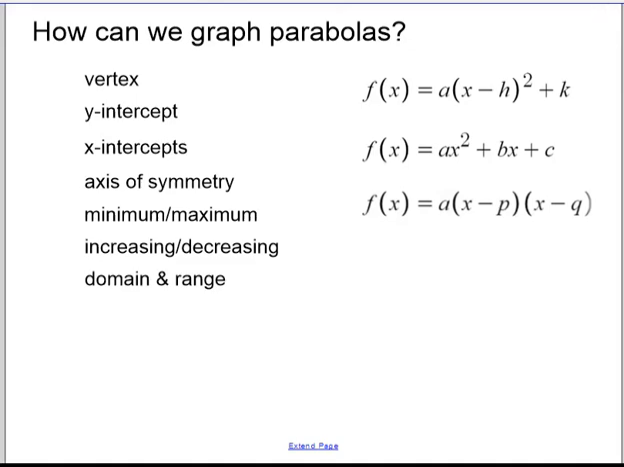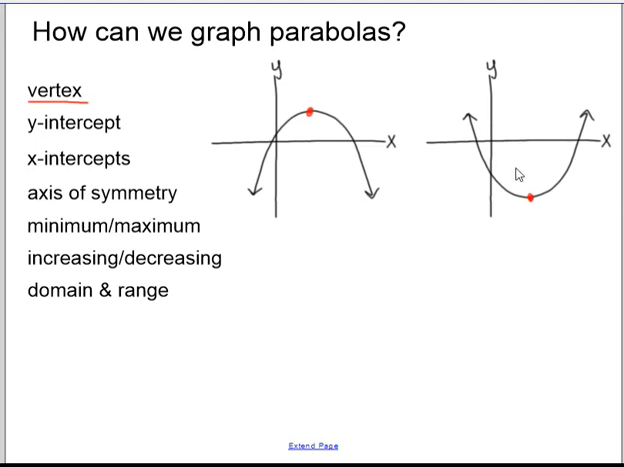Hello, in this video we're going to be answering the question, how can we graph parabolas? We have some vocabulary to discuss, and then we have three forms of a quadratic function that we will be practicing on how to graph from each form.